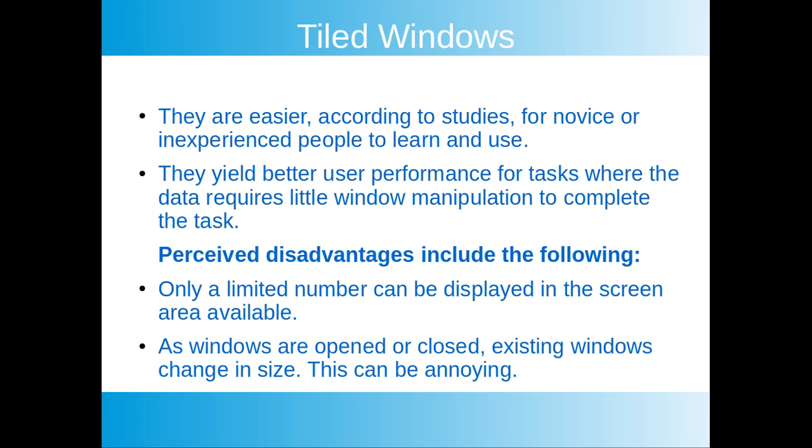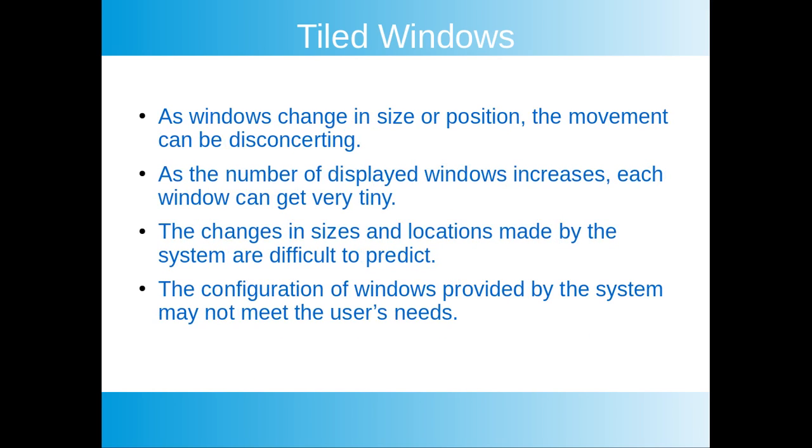There are some disadvantages. Perceived disadvantages include all these. Only a limited number can be displayed in the screen area available. As windows are opened or closed, existing windows change in size. They can be annoying. As windows change in size or position, the movement can be disconcerting. As the number of displayed windows increases, each window can get very tiny. The changes in sizes and locations made by the system are difficult to predict. The configuration of windows provided by the system may not meet the user's needs.